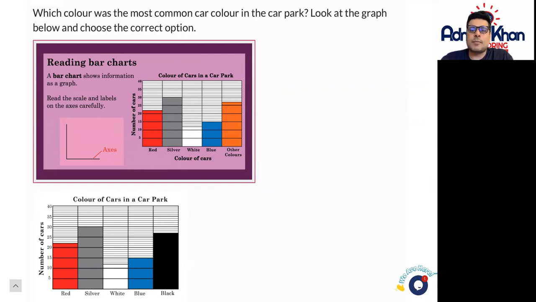So you've got some questions based on bar charts. Have a read of this, and good luck. We'll follow this up in our next class.